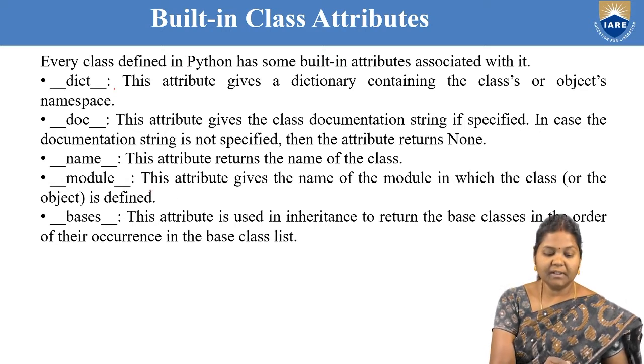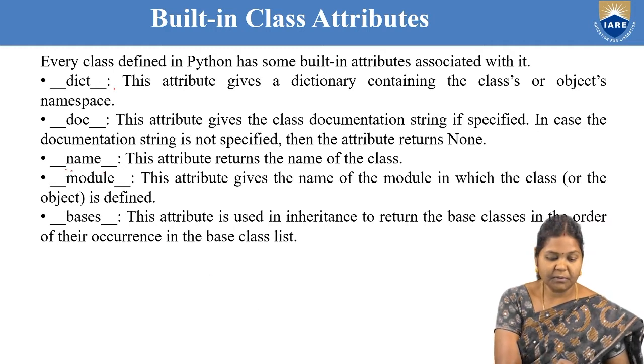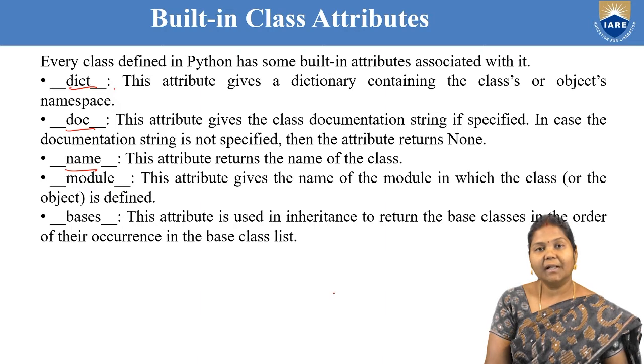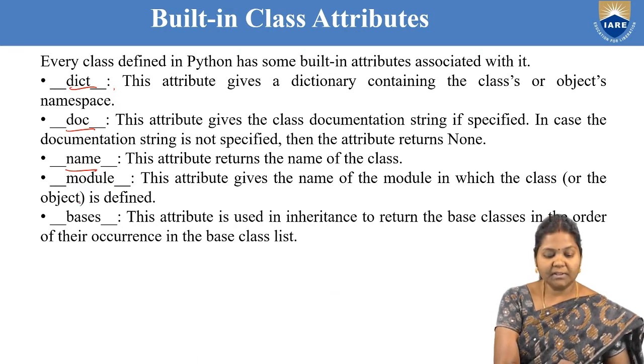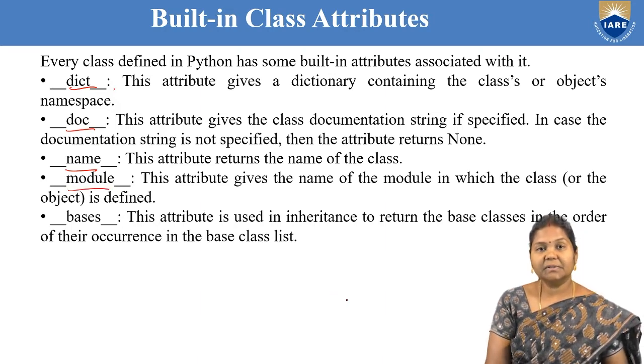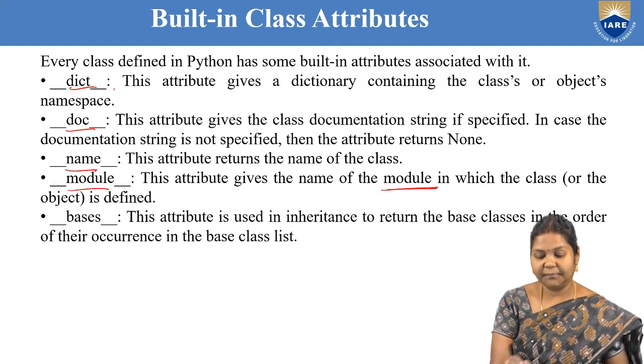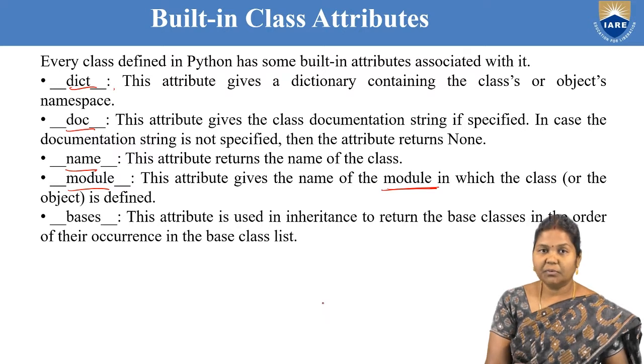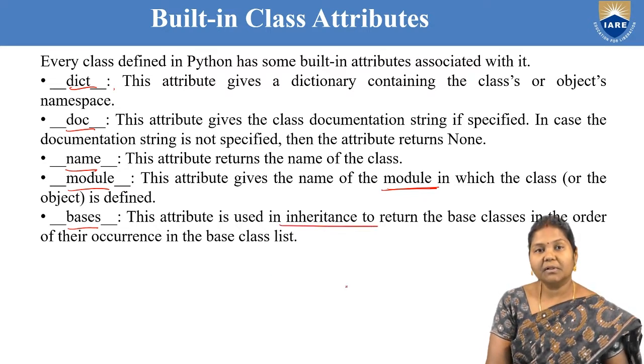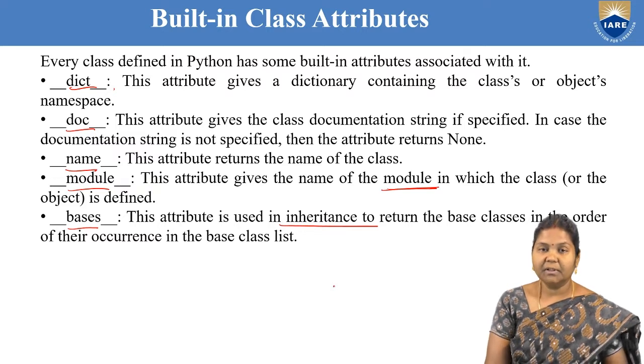Now, the third one is called the name attribute. This name attribute returns the name of the class. The fourth one is called module. This gives the name of the module in which the class or object is defined. So, you can find out what the module name is. The fifth one is called bases. This attribute is very important whenever you are using the inheritance concept. It will tell you what the base class is.